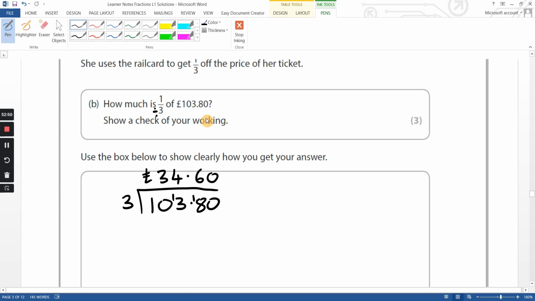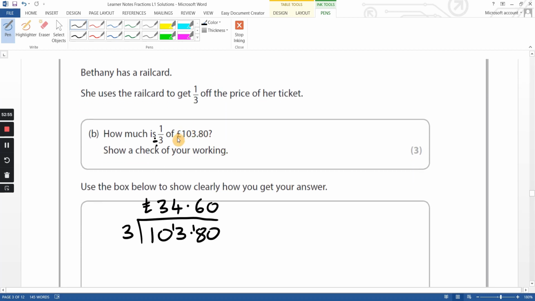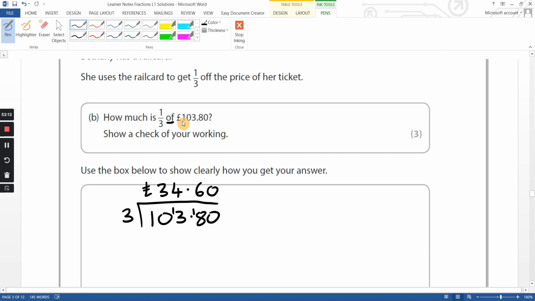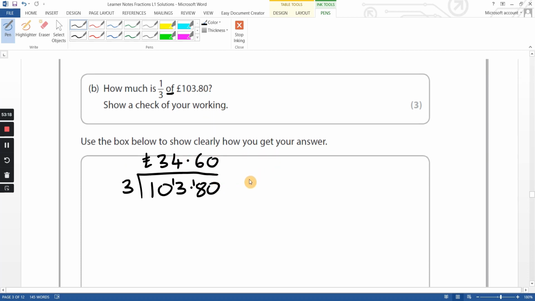So let's just double check what it's asking for. How much is a third of £103.80? So yeah, just be careful. Again, it's not asking what is a third off. It did say a third off here, but it's not asking for that, is it? It's asking what the discount is. So it's just asking how much is a third of the amount. So you just do a third of the amount, and that's it. So your answer is £34.60.